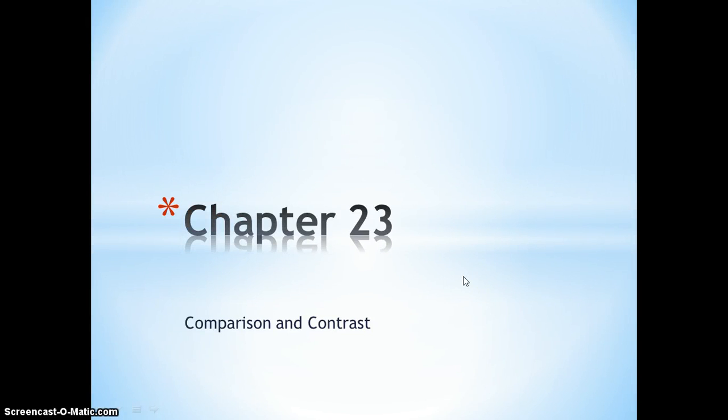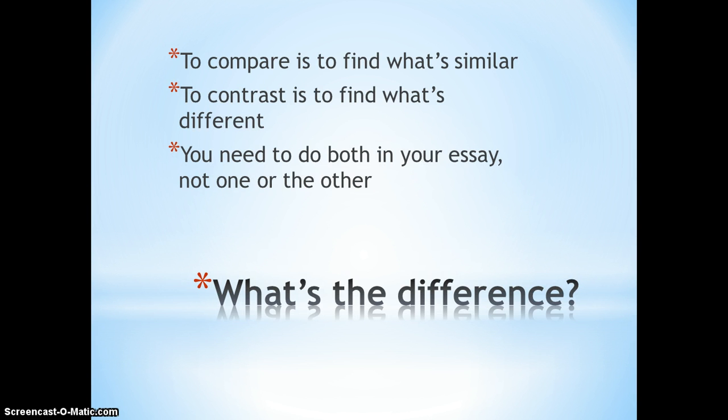In essay number 3, you're going to be writing a compare and contrast essay. Chapter 23 will give you the fundamental information on how to do that properly. The first thing you need to understand is the difference between comparing and contrasting. When you compare something, whether it's two objects or written articles, you're finding out what's similar between the two of them. When you contrast them, you're finding what's different.